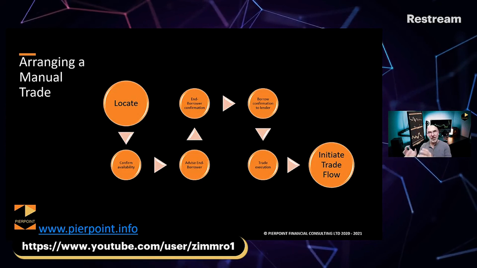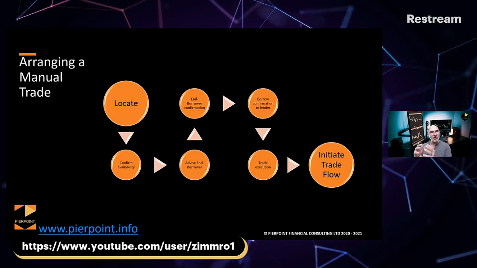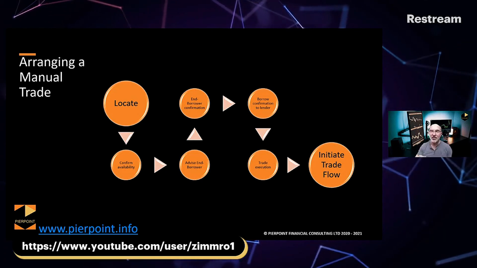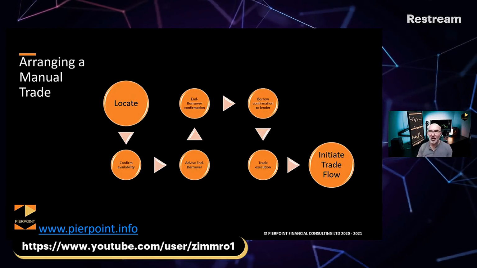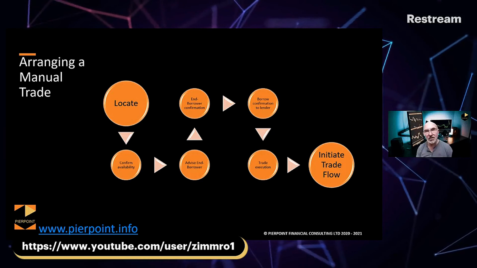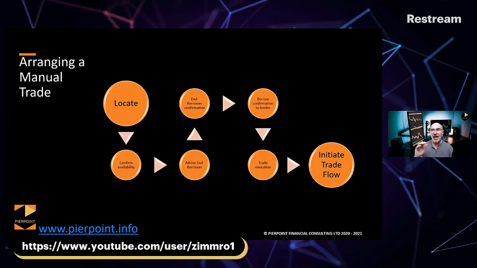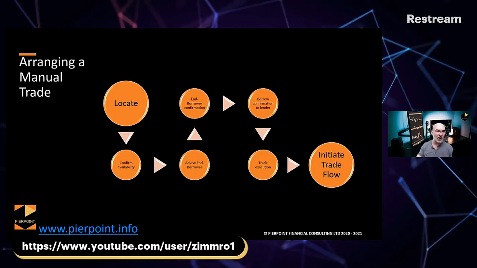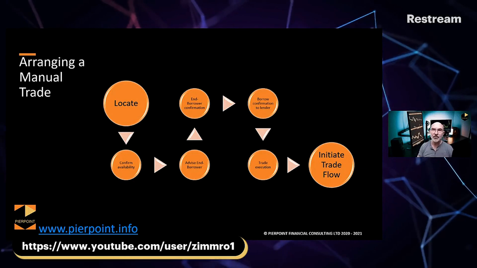Then the client goes back to the prime broker, definitely want to have those. The prime broker then goes back to the lender and says, yeah, we're ready to borrow. Let's go. And they negotiate the final terms and conditions of that trade, execute the trade, and then you initiate the trade flow. So that's the process.